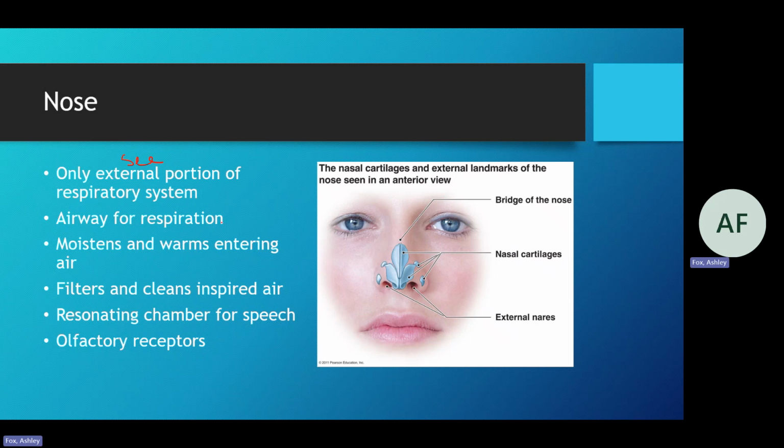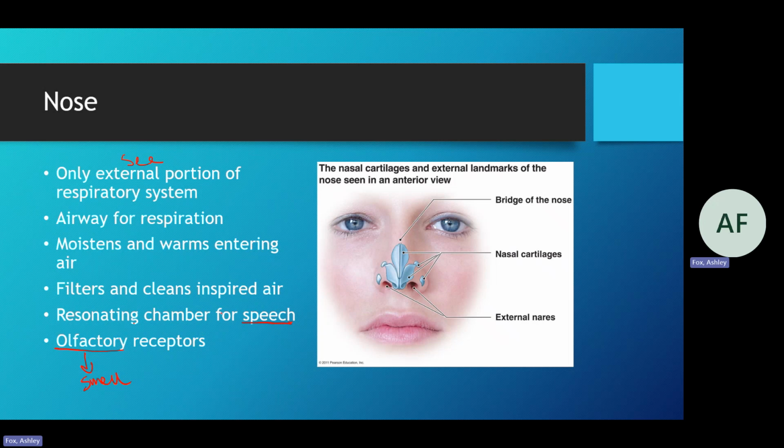You can do it through your mouth, but we like to be nasal breathers because then it helps warm, humidify, clean, filter. So that's why, especially going through the nasal cavity in the nose is important. Also, this is where our olfactory receptors are. Again, smell is going to be part of the nasal cavity in the nose. And also, it's helpful for speech.